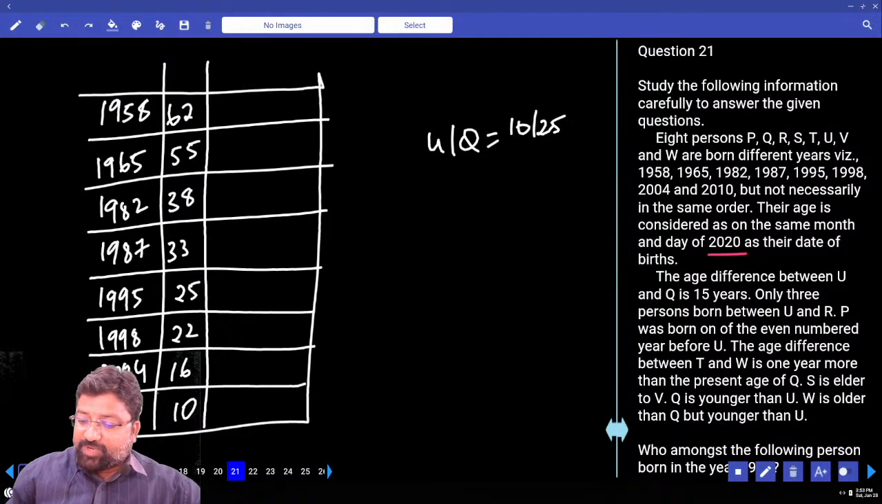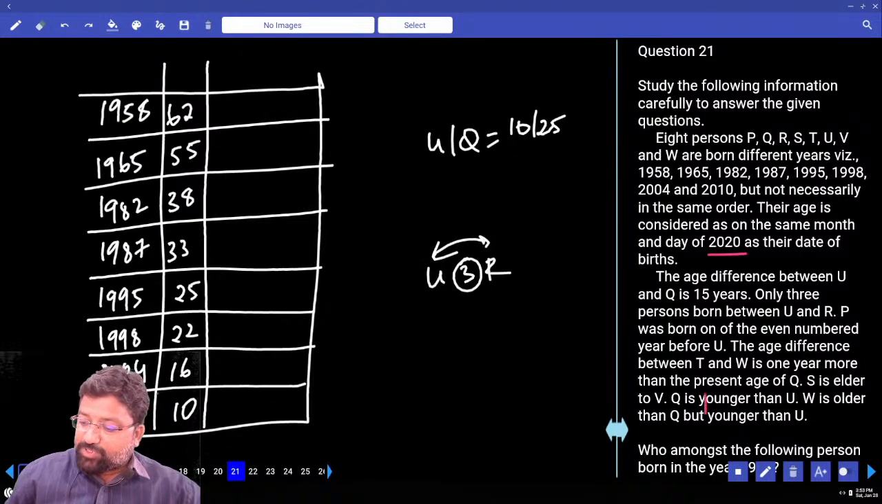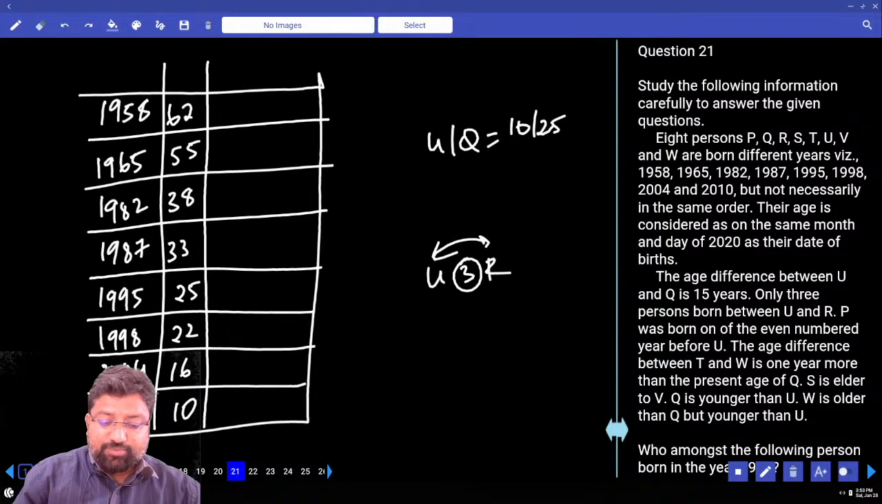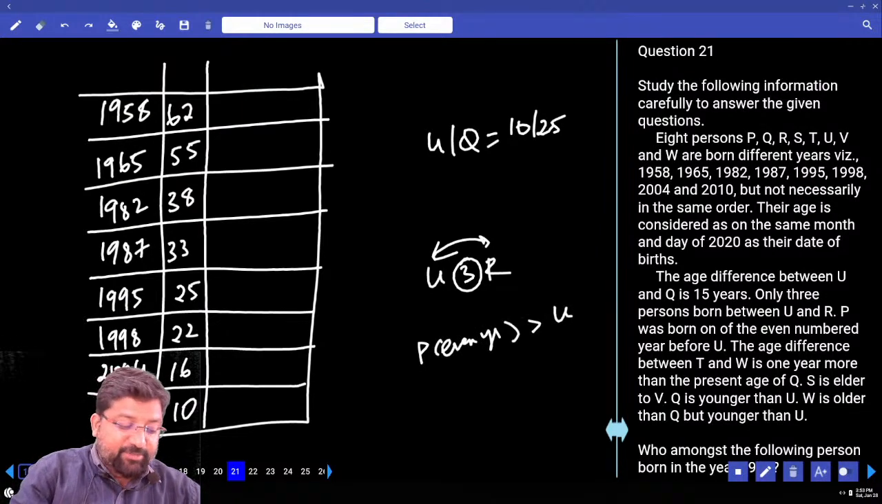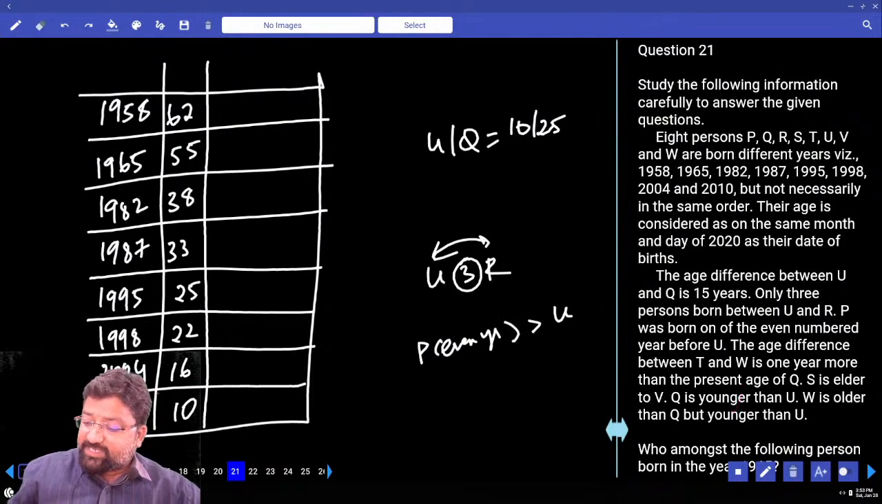Next point is what? Only 3 people are born between U and R. 3 people between U and R. Next, P was born in an even year before U. P was born in an even year before U. Are you sure with U's position? No. Next, the age of T and W is 1 year more than the present age of Q. The difference between the ages of T and W is 1 more than the present age of Q. Do you know in which year Q is born?